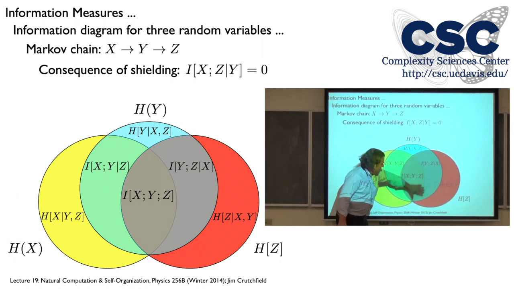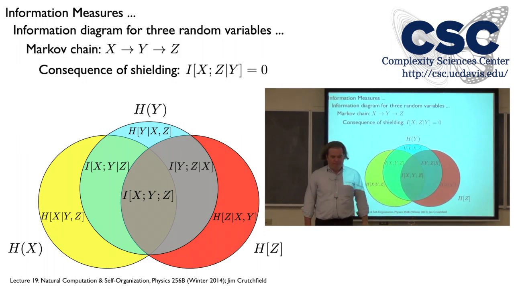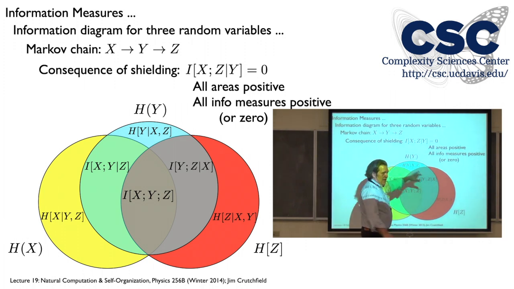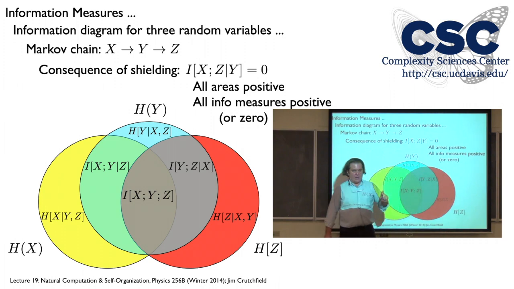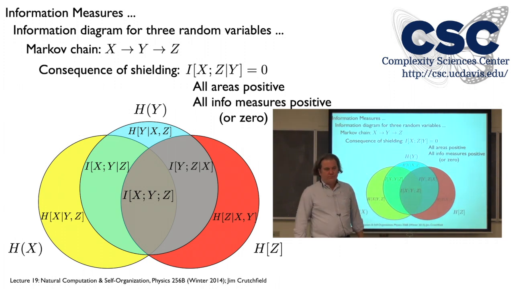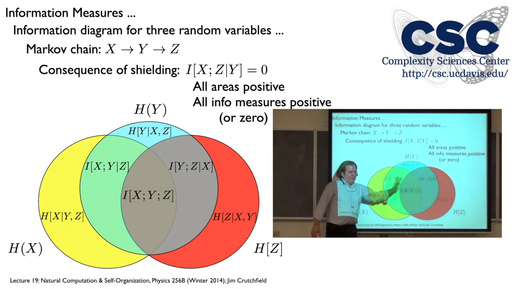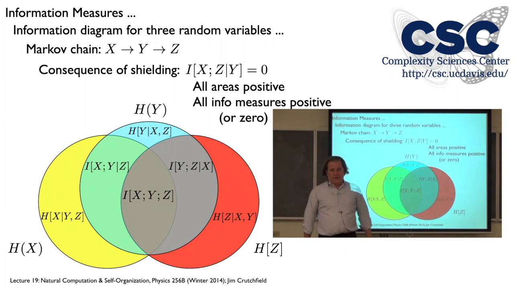The blue here shields them from each other. In addition, and this takes just a little more work, for when we have a Markov chain, all of the remaining atoms are positive. All the atoms are positive or 0. So that's nice. So in a Markov chain, for example, when we're dealing with a time series, we have a less complicated information diagram because of the shielding property.